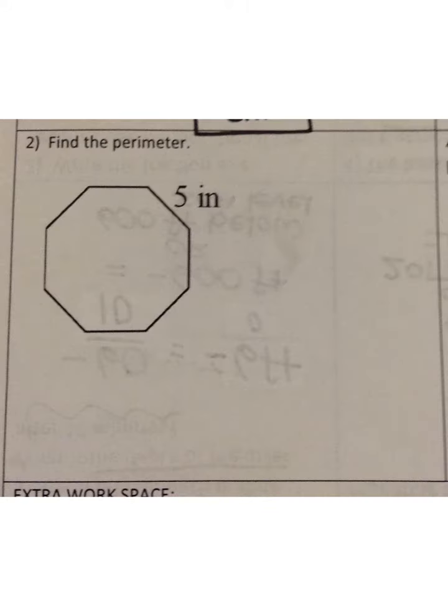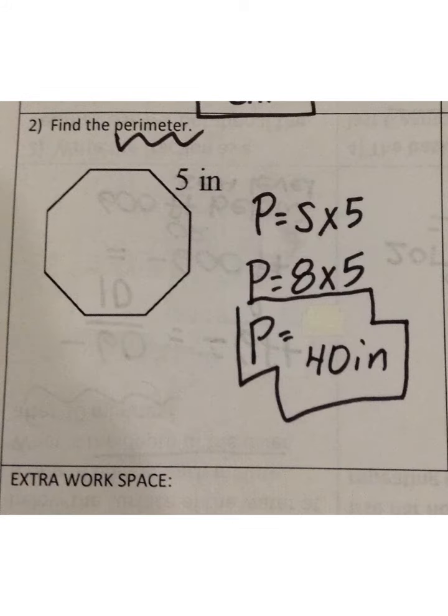Number 2, find the perimeter. Perimeter is the distance around the outside, so I know that this is an octagon. It has 8 sides, and I'm going to multiply by 5, and so it would be 40 inches squared.